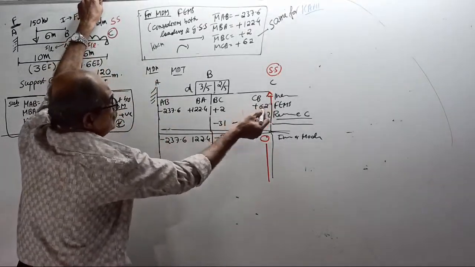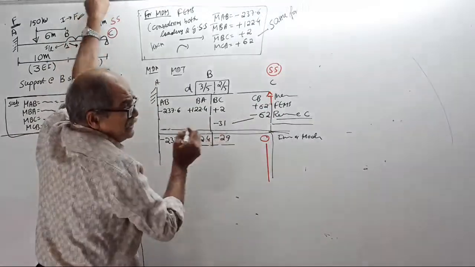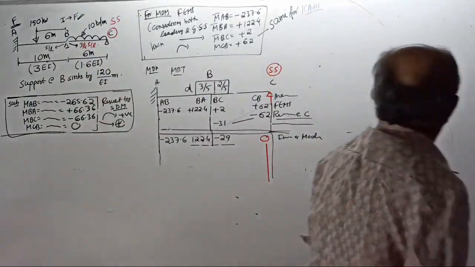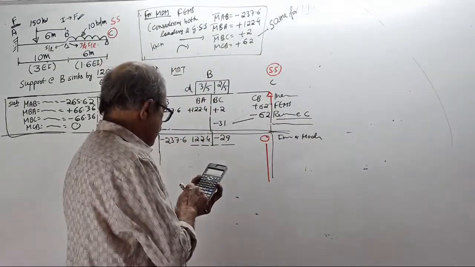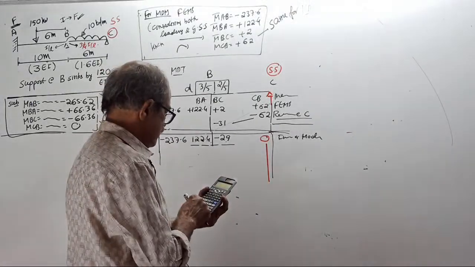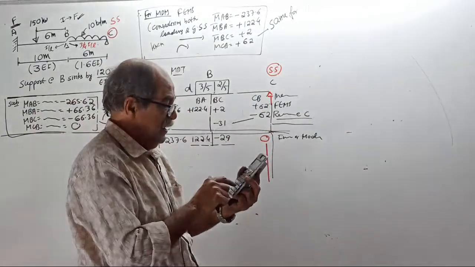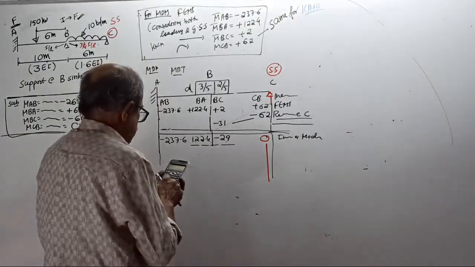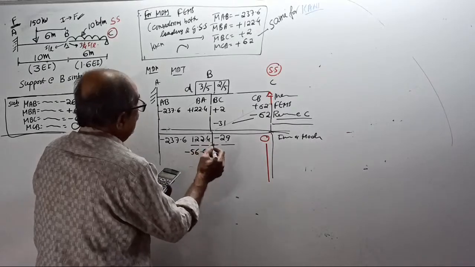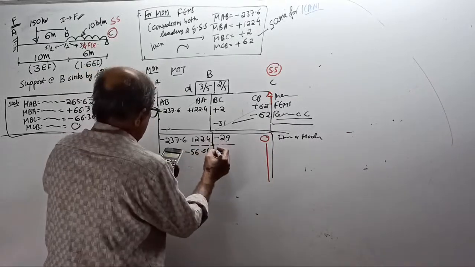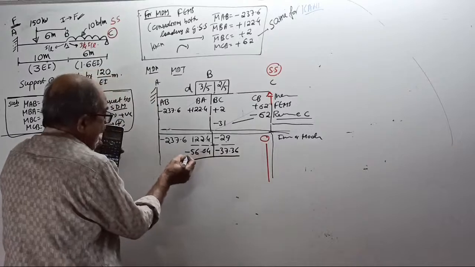Now start. Now these all are cancelled. Start here. Add the two values: 122.4 minus 29. Write there, balance and distribute at B. 122.4 minus 29 comes plus 93.4. Change the sign: minus 93.4 into 3 by 5 here, minus 56.04 here. And 2 by 5 here, minus 37.36 here. Fully balanced. Half carry over this side.